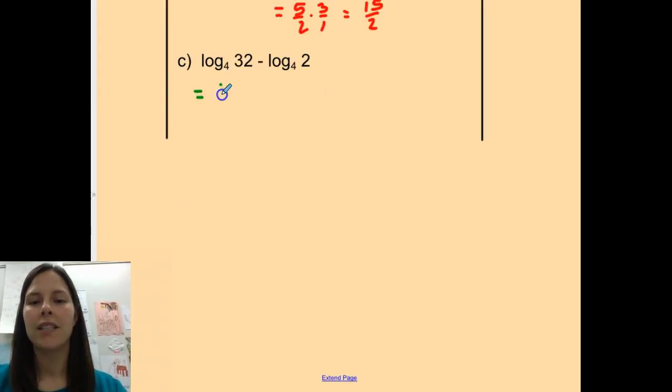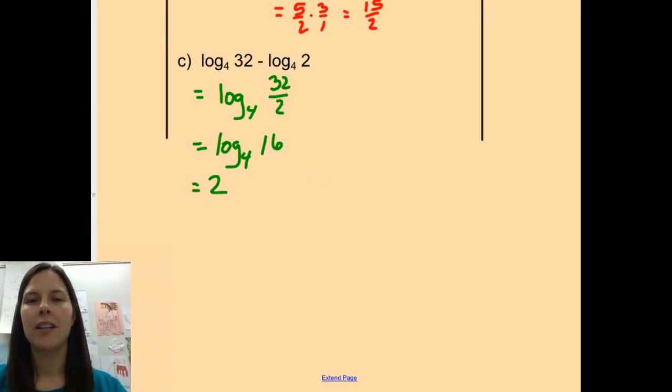This last one we will condense. Log base 4 of 32 divided by 2. Get rid of that second log when you condense. 32 divided by 2 is 16. And 4 to the second power is 16.